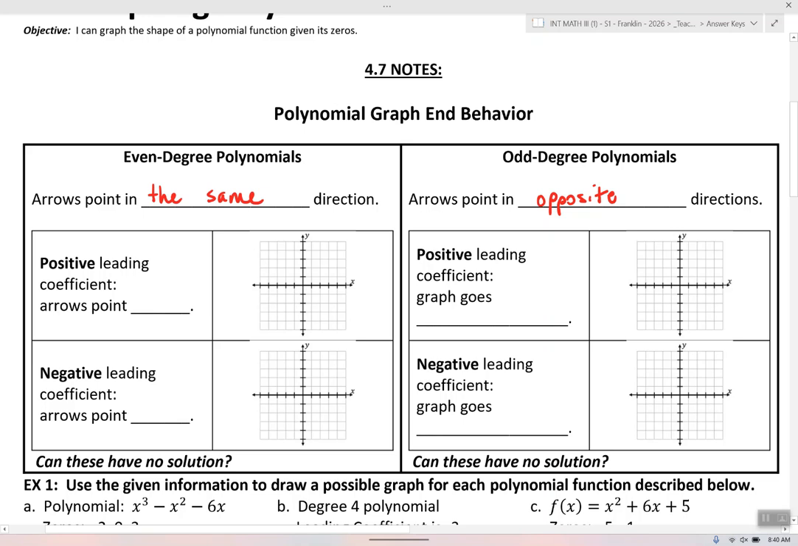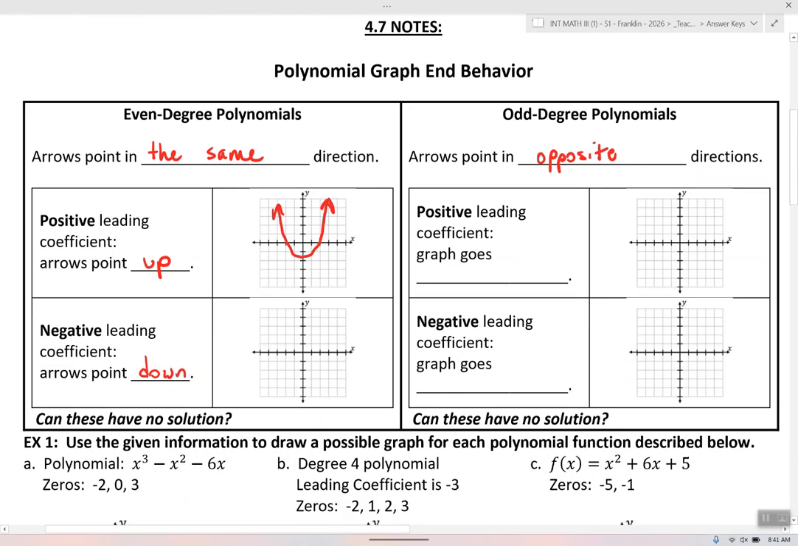So when you have a positive leading coefficient for an even degree polynomial, the arrows point up. And if you have a negative leading coefficient, they point down. For example, if we have an x squared parabola like we've seen before, if the leading coefficient is positive, it'll look something like that. If it's negative, it'll look something like this. That would be a higher degree, possibly x to the fourth. Either way, you see the arrows point down.